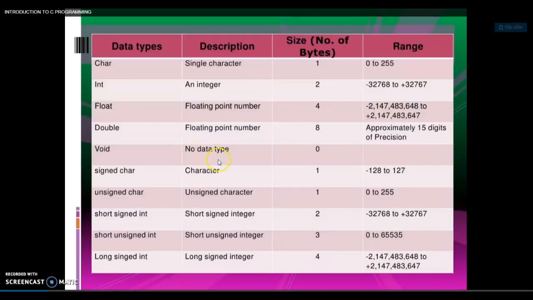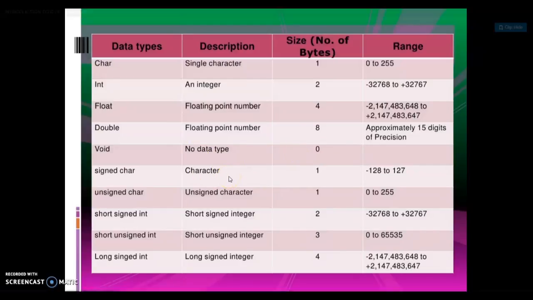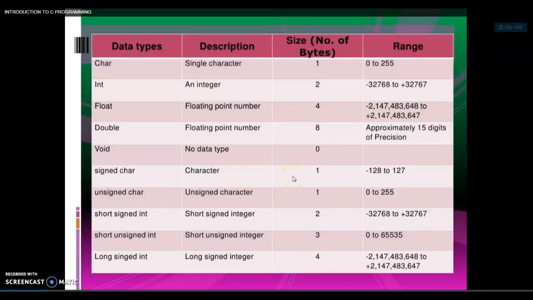Void, it means no data type, 0. Signed char, characters value are stored in this data type, and that takes 1 byte space in the memory, and range of the signed character is -128 to 127. Unsigned character is used to store unsigned characters value, and it takes 1 byte space in memory, and range of unsigned characters is 0 to 255.